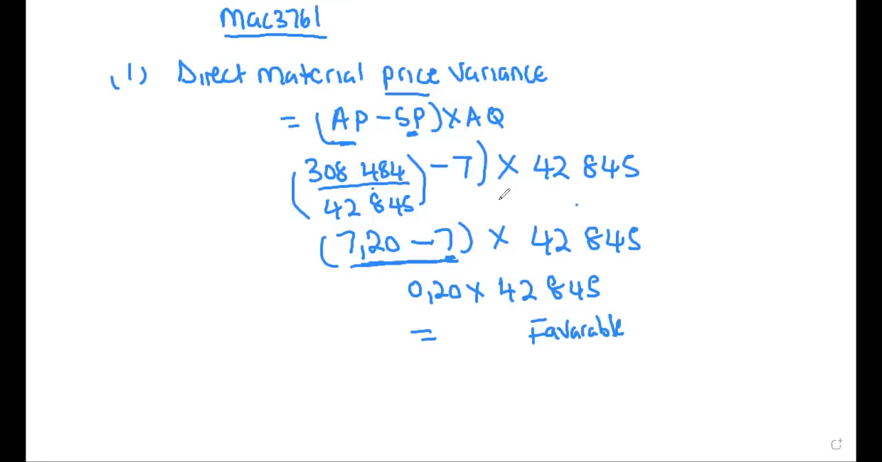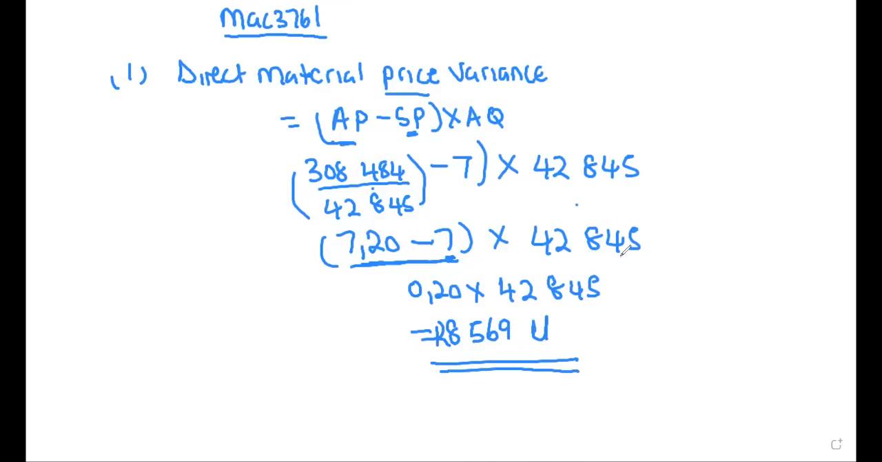So you say 8,569. It's not favorable again. Is it favorable? It's unfavorable. So this one is money. You can just put the U if you don't want to write everything. So it's going to be unfavorable like this.